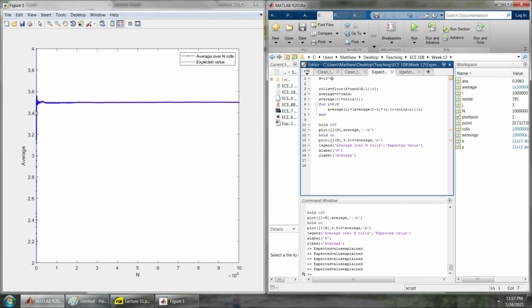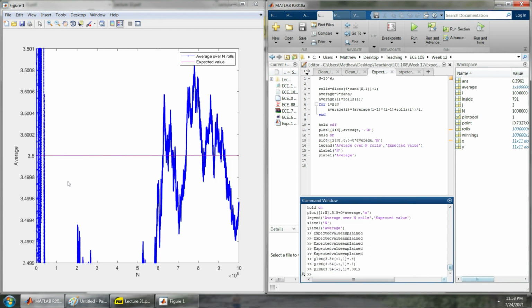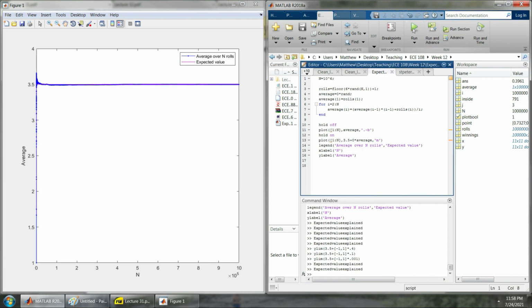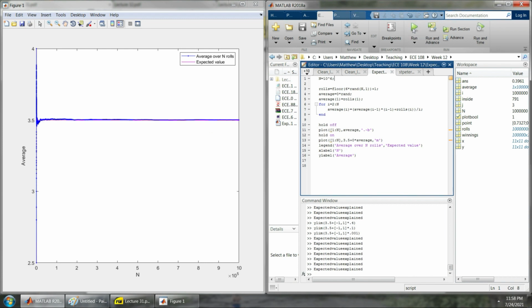So here you can see as I do a lot of rolls, these blue dots start getting closer and closer to the magenta line. If I zoom in a little bit by changing my Y limit, you can see that it's not exact, but it's getting closer and there's still a little bit of noise. I can keep running this multiple times, and every time I will get a slightly different result, as you're seeing here. But despite this noise, the average tends to go to the expected value. So this is really physically what an expected value is telling me.